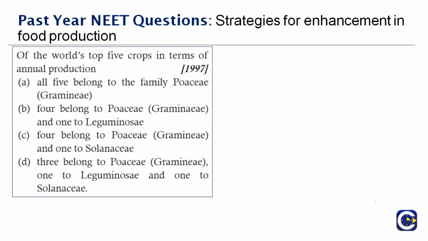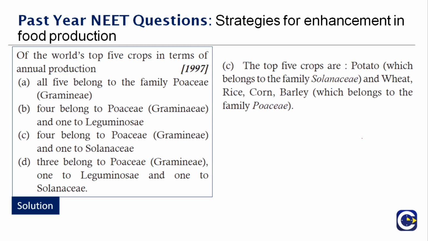Next question here. Of the world's top 5 crops in terms of annual production, one is dash. So this question is a direct question. You don't have much explanation for this, but I will tell you what the answer is. Of the top 5 crops, 4 belong to Poaceae and 1 belongs to Solanaceae. So what is that Solanaceae? We all know it is potato, right? So here you have the list. Potato, right? Then obviously you will have wheat, rice, corn and barley, which belong to the family Poaceae. Therefore, the right answer to this question is option C.